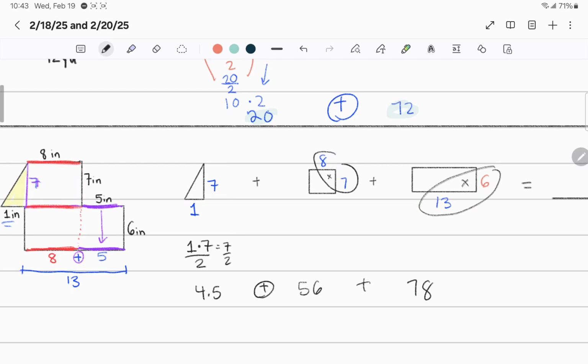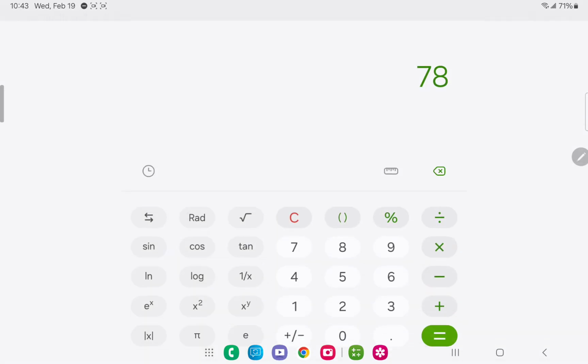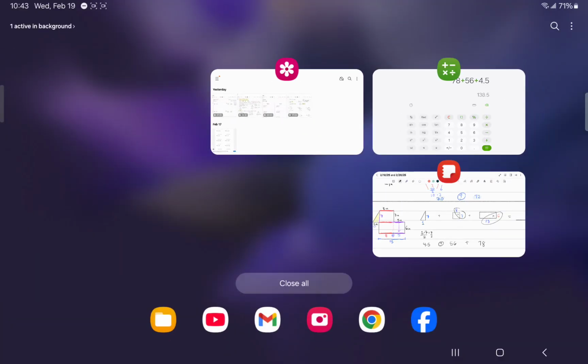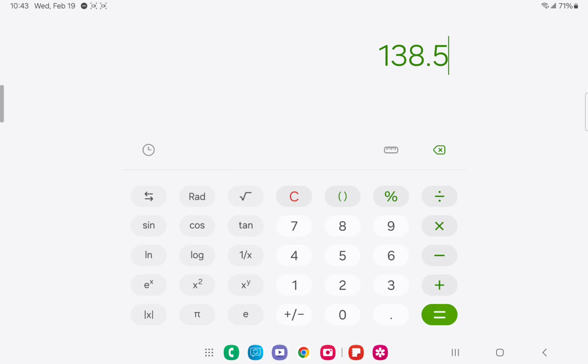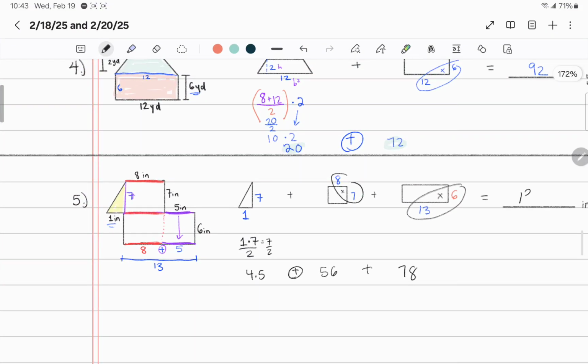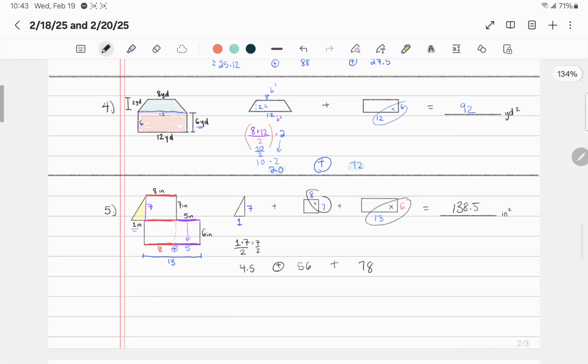And then we just add up all these numbers. So 78, 56 plus 4.5. Yes, 4.5 equals 138.5. 138.5 inches squared. All right, guys, so now it's your turn.